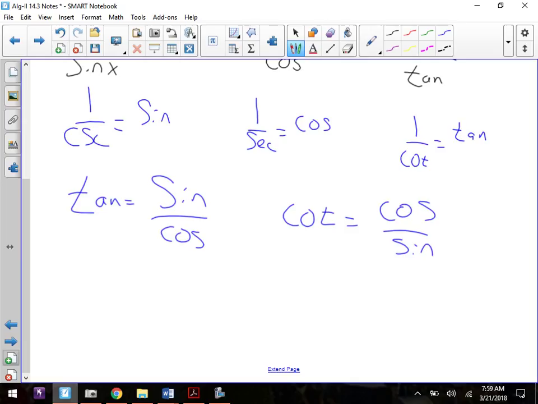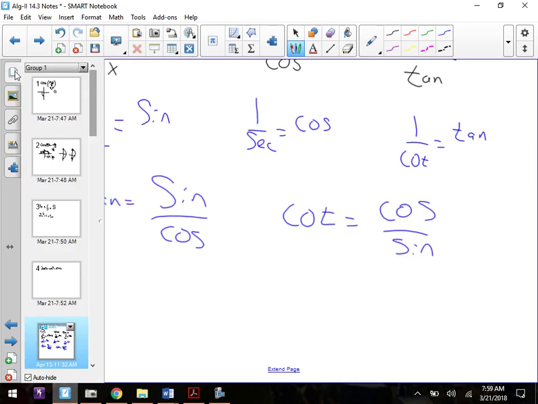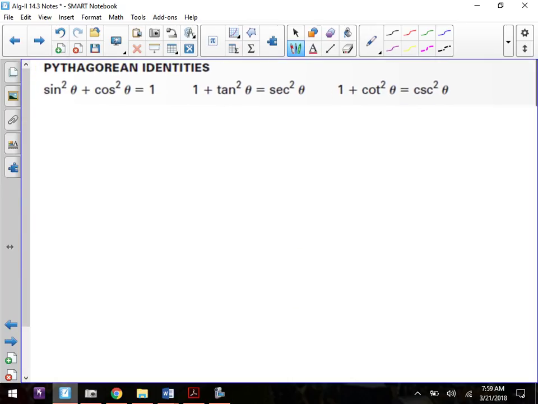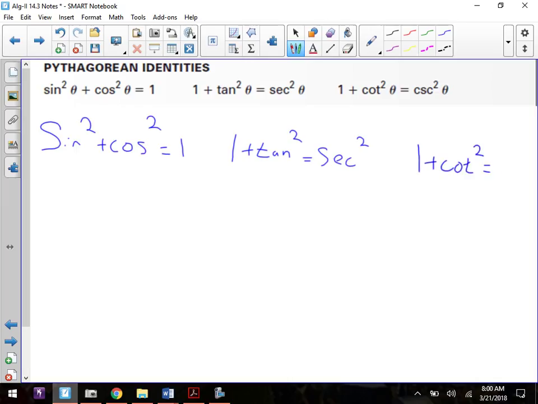We also have these other Pythagorean identities, and there are going to be 3 of those. One of them I showed you a little bit yesterday. The 3 Pythagorean identities are: sine squared plus cosine squared is 1. And then we have 1 plus tangent squared is secant squared, and 1 plus cotangent squared is cosecant squared.